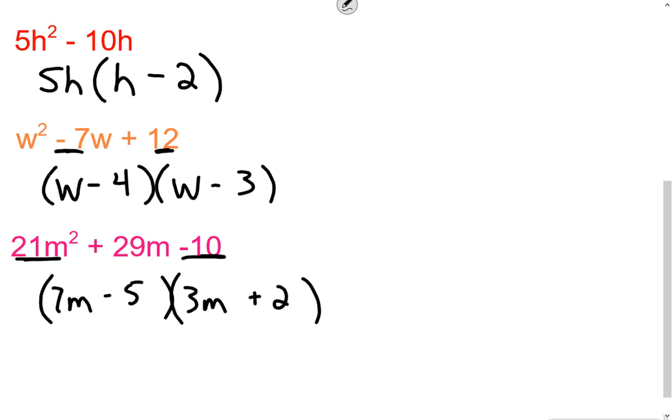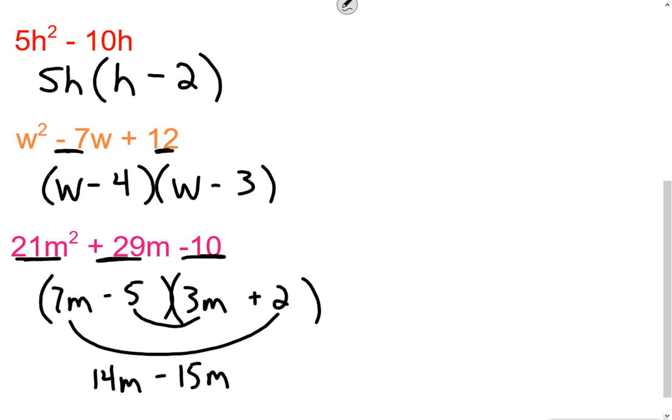Now remember, here's where we have to check. So we have to look at the outsides and the insides. If I multiply my outsides together, I get 14m. Multiply my insides together, I'd get -15m. Add those together, and I end up with -1m. That does not match right here. So that didn't work. So I come over and I try again.